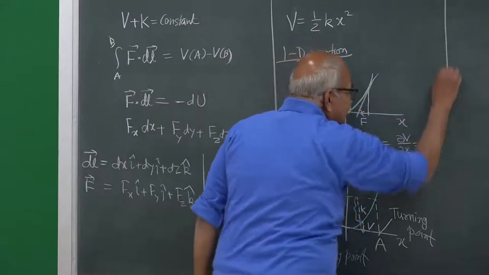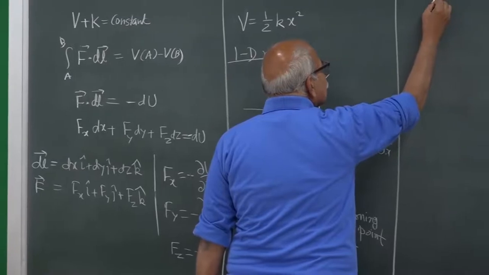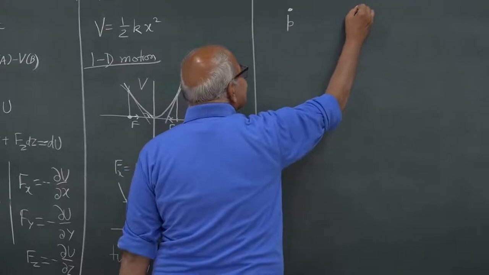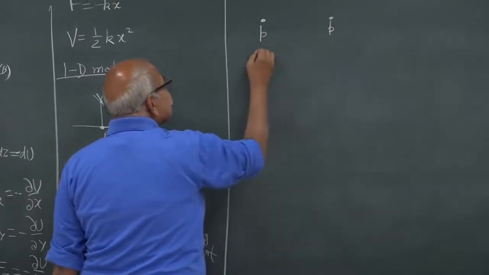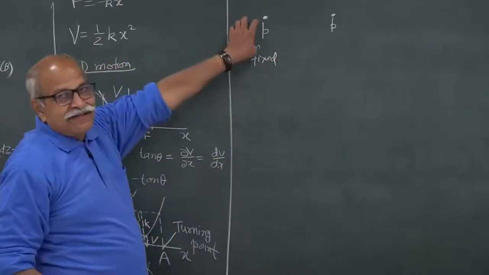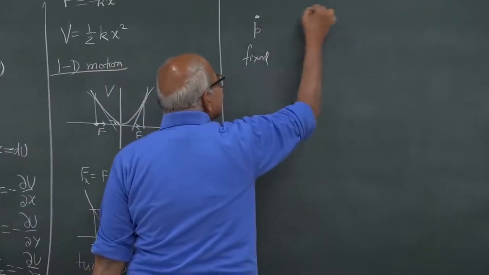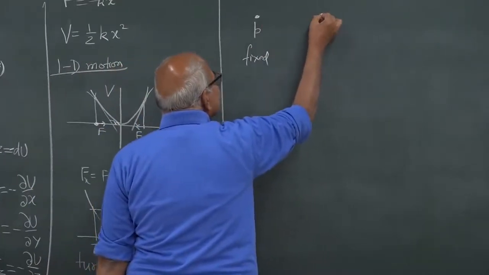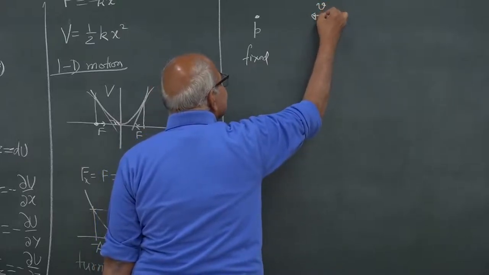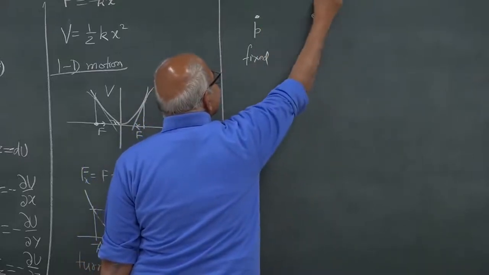Let me take one more example. Suppose you have a proton, and you have another proton. And suppose this proton is somehow fixed and this one can move. Suppose this distance is large and it's moving towards the first proton like that. It has some velocity v naught here, and this distance is quite large.